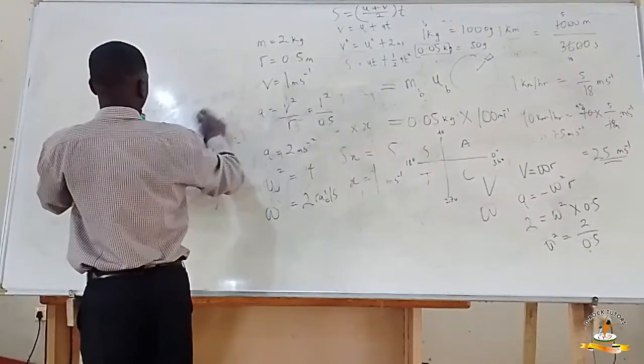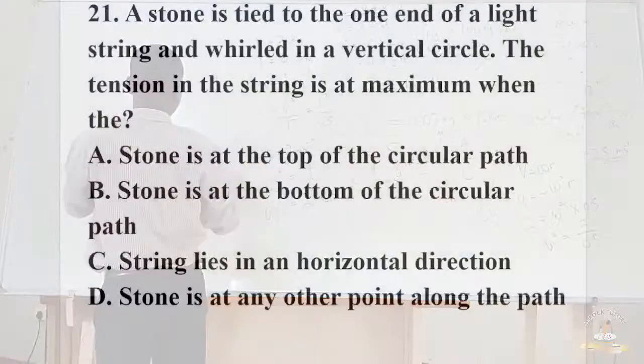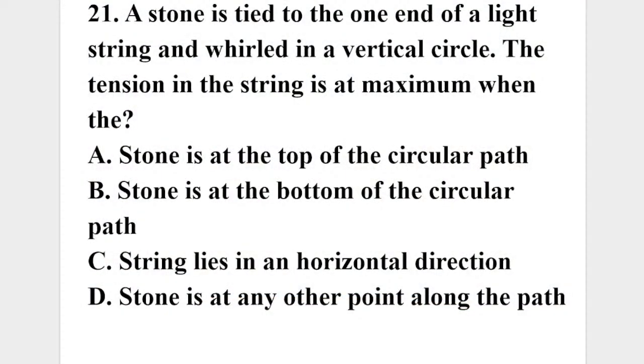So this one is a kind of application question and it's very basic and just like common sense. A stone is tied to one end of a light string and wheeled in a vertical circle. Wheeled means like you are rolling it.